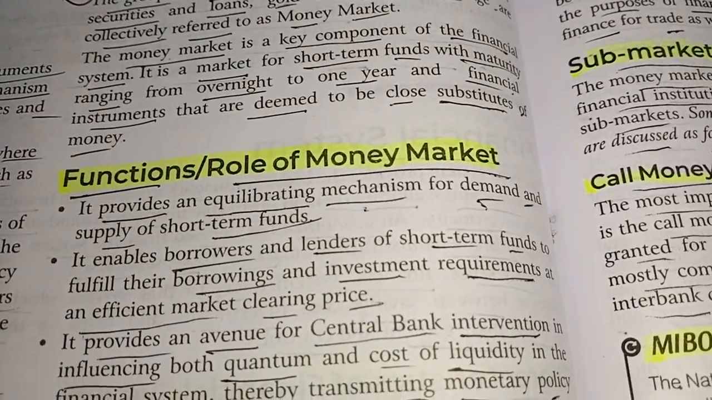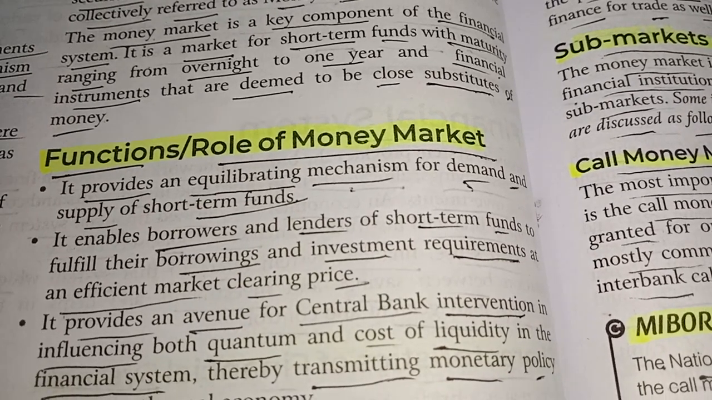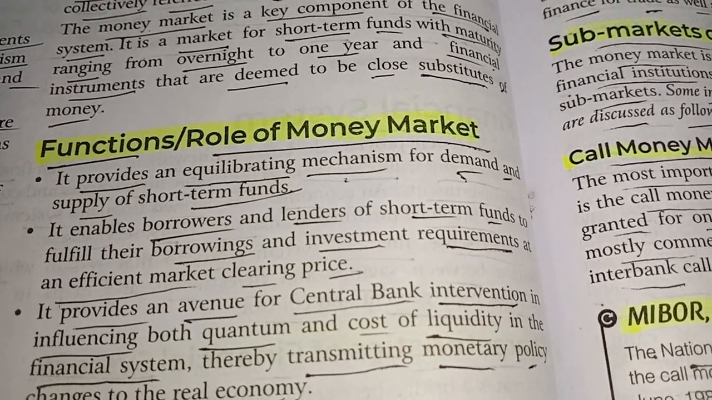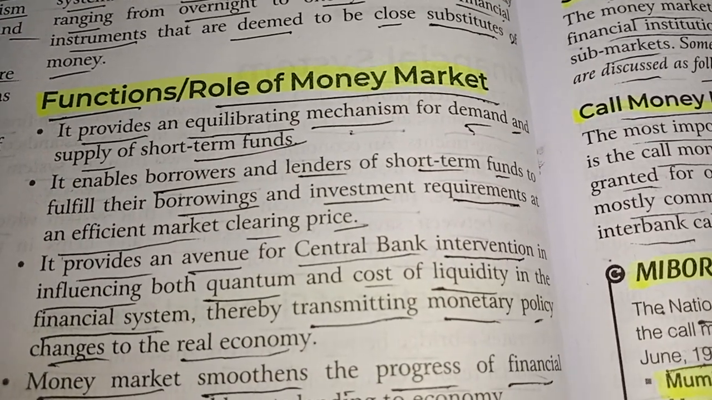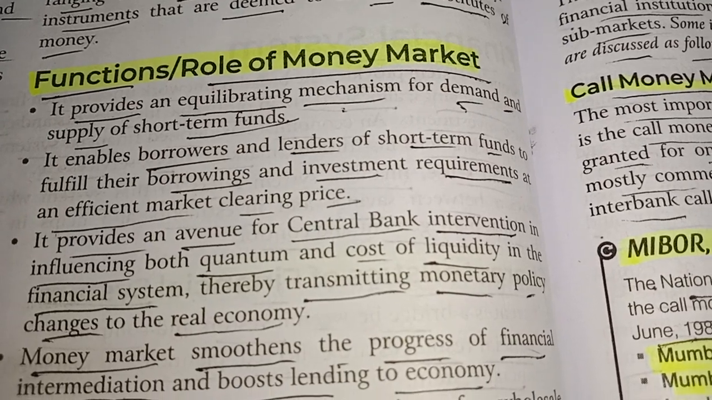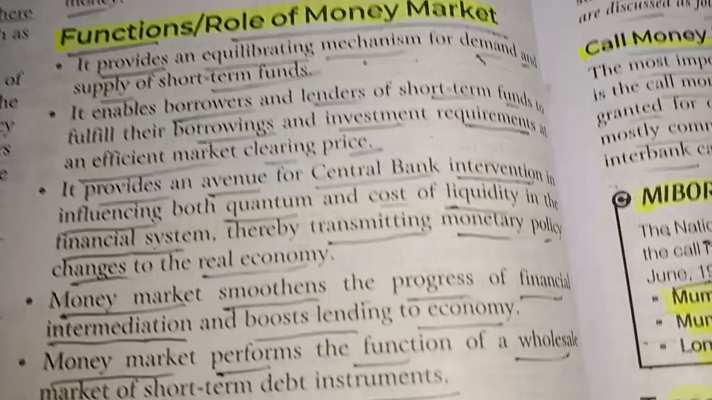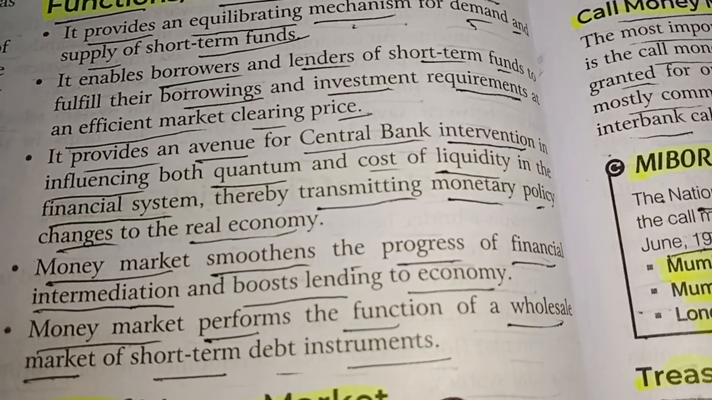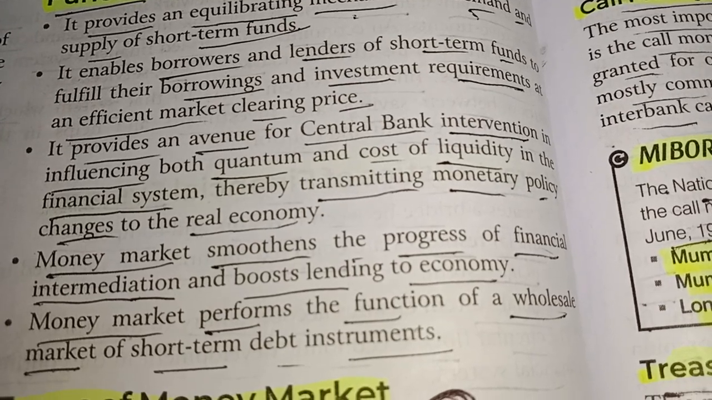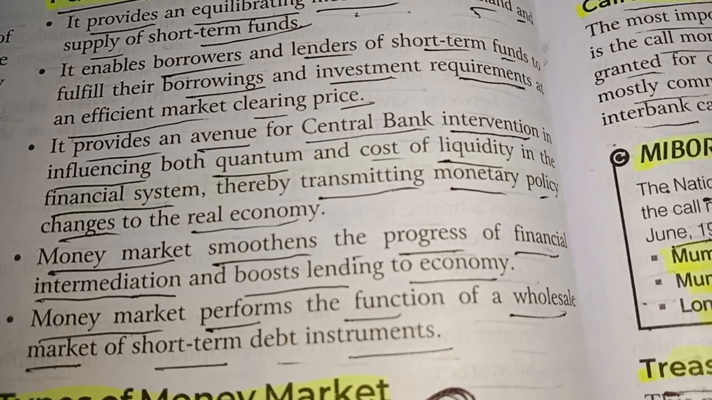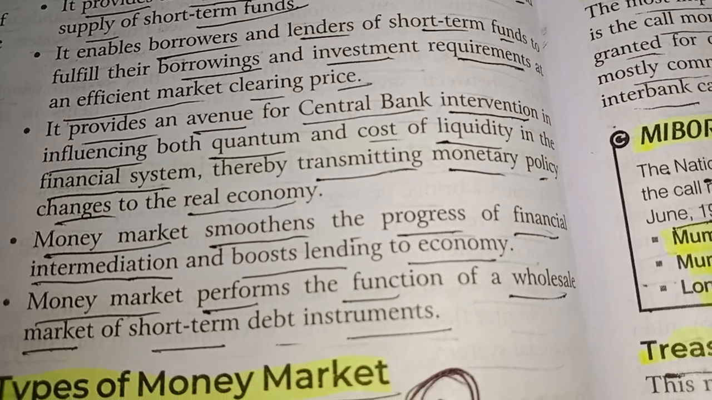Functions and role of money market. It provides an equilibrating mechanism for demand and supply of short-term funds. It enables borrowers and lenders of short-term funds to fulfill their borrowing and investment requirements at an efficient market clearing price. It provides an avenue for central bank interventions in influencing both quantum and cost of liquidity in the financial system, thereby transmitting monetary policy changes to the real economy.